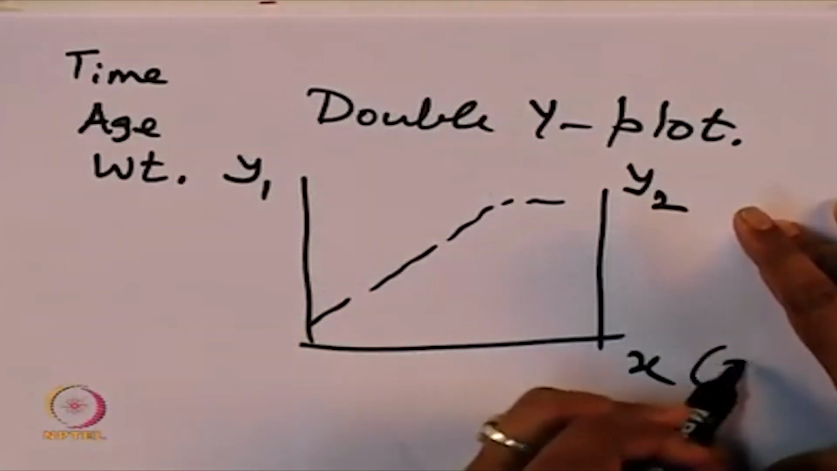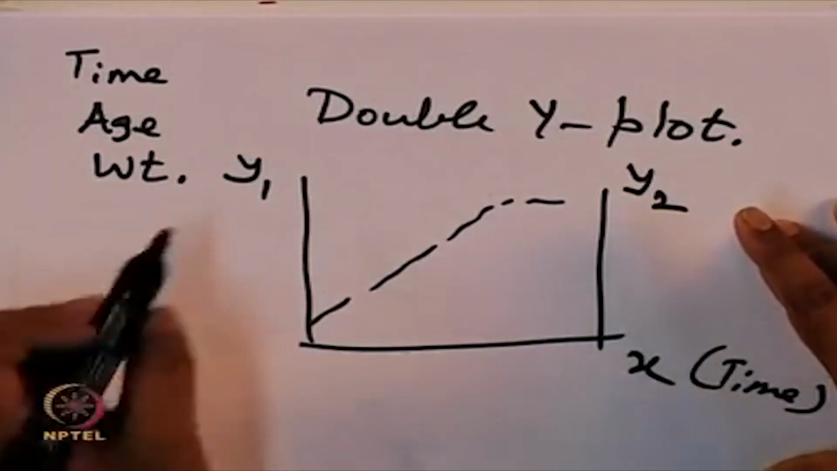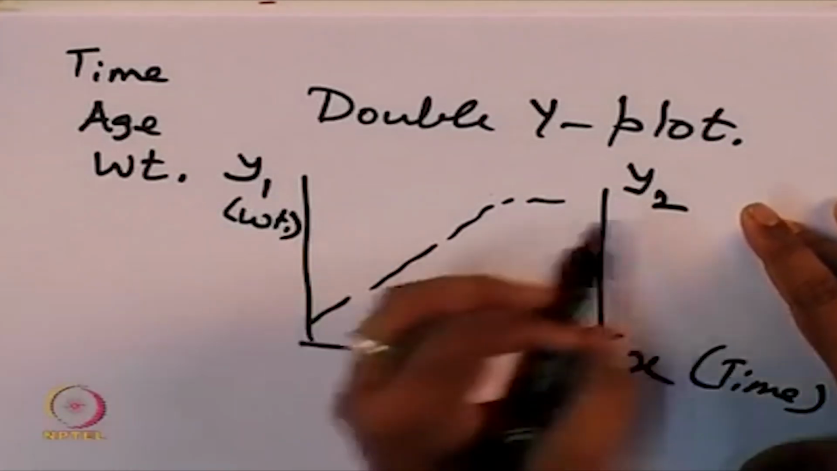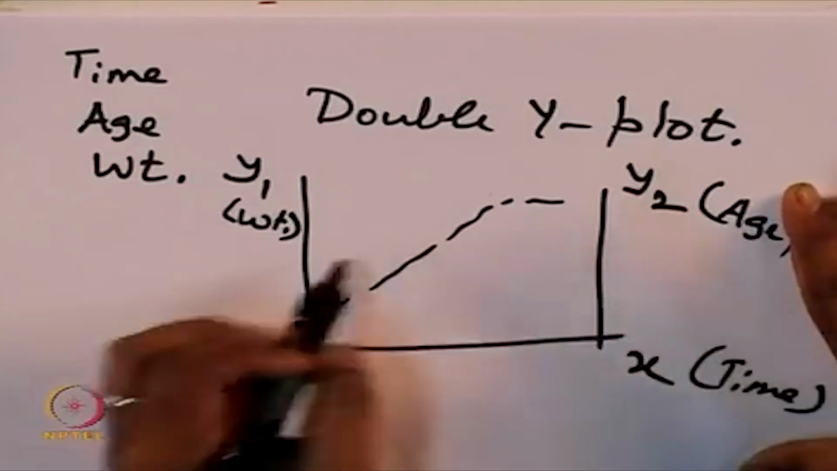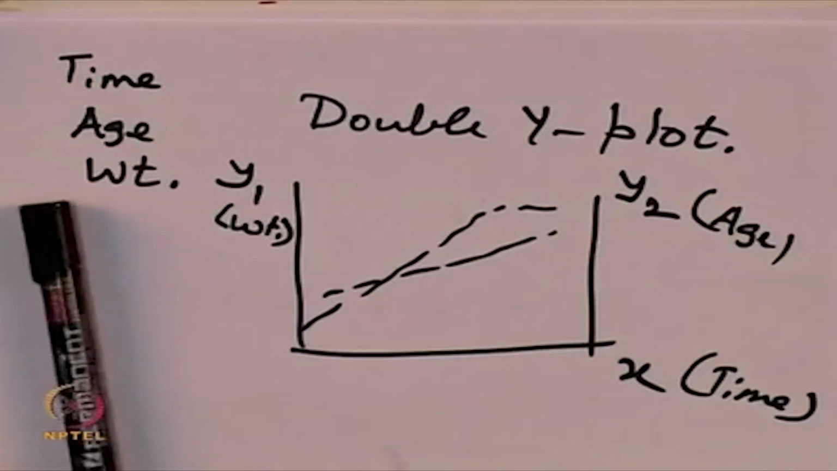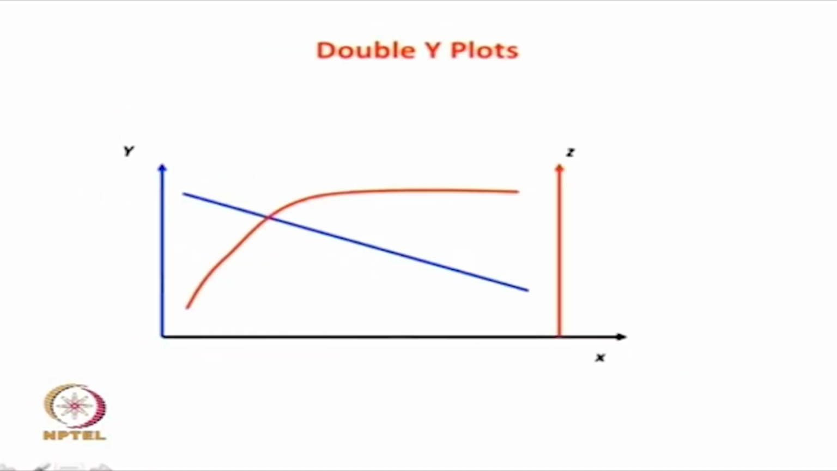So, if x is my time, this is my weight, and this is my age, then this guy will have a linearly increasing curve. This is just another example of a double y plot. In this case, I have a reverse situation in which variable y exhibits a linear decrease with x as a function of time, and variable x actually exhibits a saturation profile. So, beyond a certain value of x, it reaches saturation.